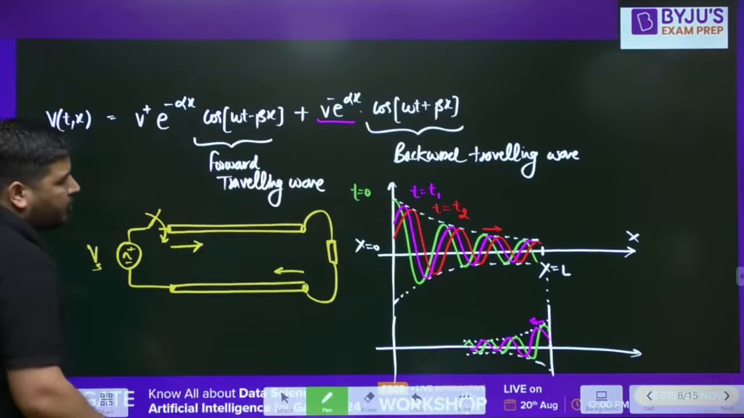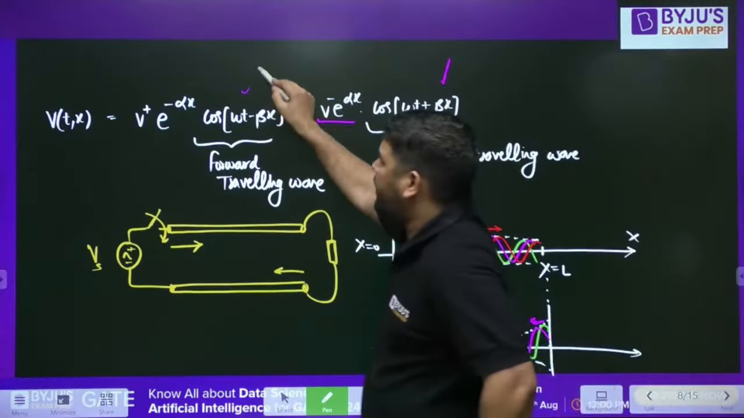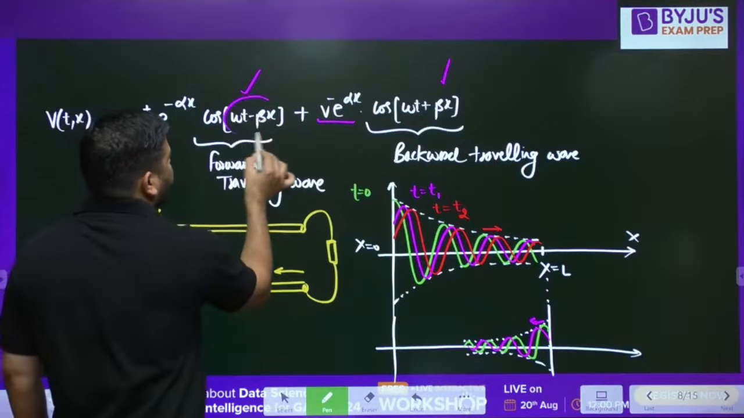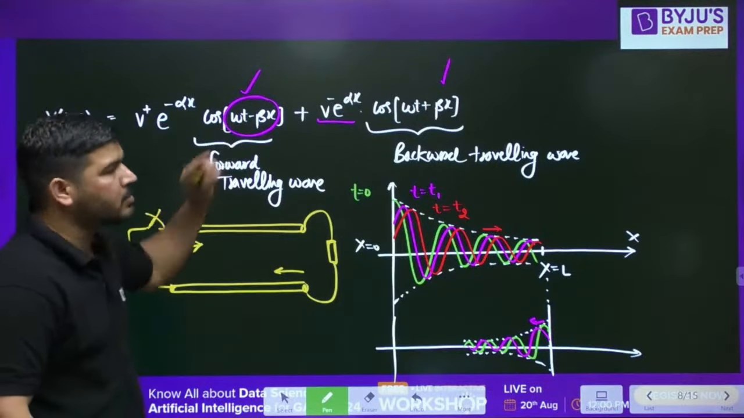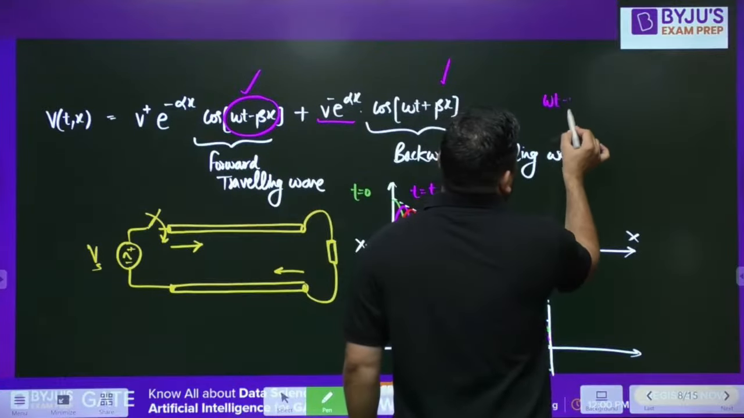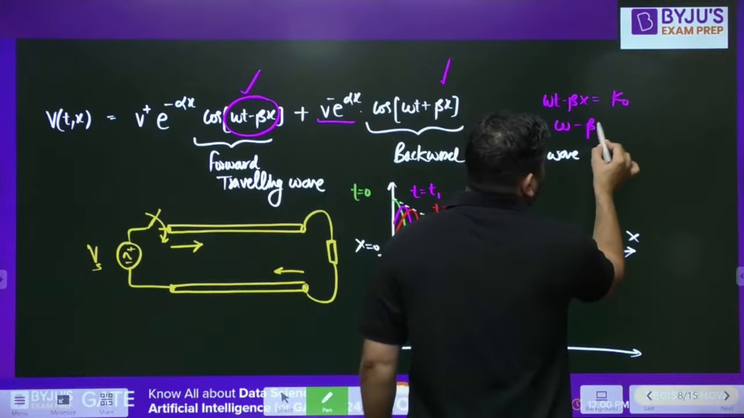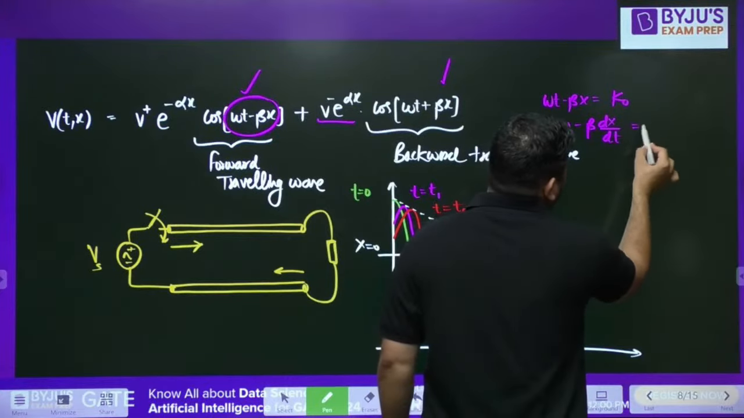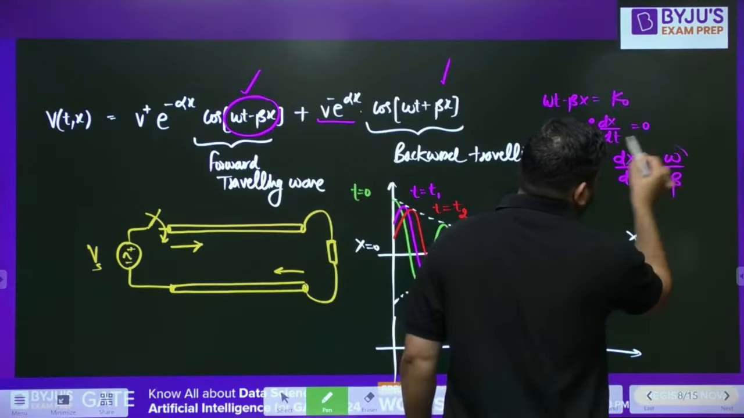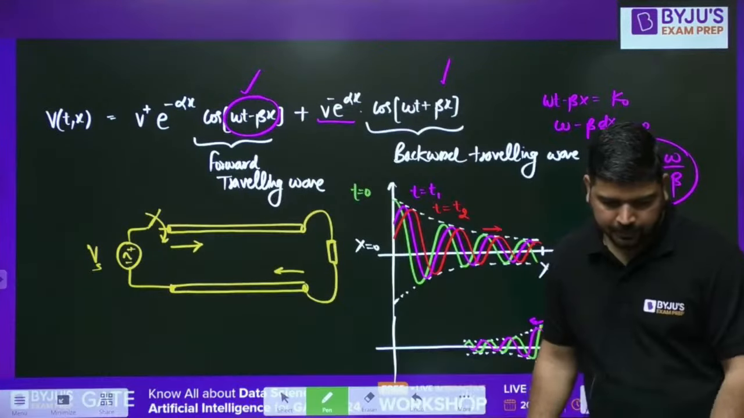So I told you there are two waves, backward and forward wave. This is the backward traveling wave and this is the forward traveling wave. Now if you want to calculate the speed of the wave, at what speed the wave is traveling, what you can do is make the phase constant. This is the way you can check the speed. Omega t minus beta x is equal to some constant, and if you take the derivative, dx by dt will be equal to 0. From there you can calculate the speed of the wave, that is omega by beta. This is the speed of the traveling wave. At this speed the wave will travel.